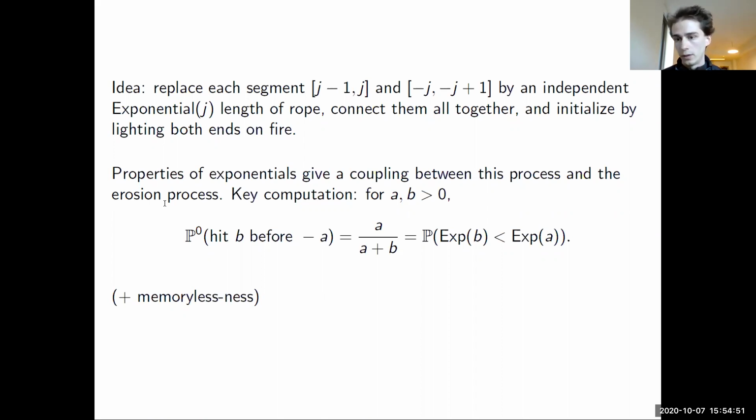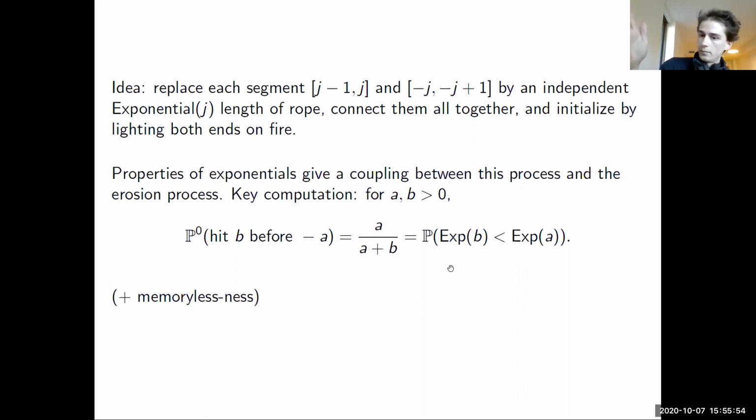And the claim is that there's a natural coupling between these two processes. So the key idea is the following, the one that's written there. Suppose in the erosion process, the original, not the rope version, the internal erosion process on the interval, that you're down to the interval from negative a to b. What's the probability now that you remove B? Well, it's just normal gambler's ruin probability, so it's A over A plus B. What about in the rope process? We're supposing that you're down to the rope of length exponential A on the left and exponential B on the right. What's the probability that the B one burns before the A one? Well, if you know your exponential random variables, it's a simple calculation, you get the same probability.